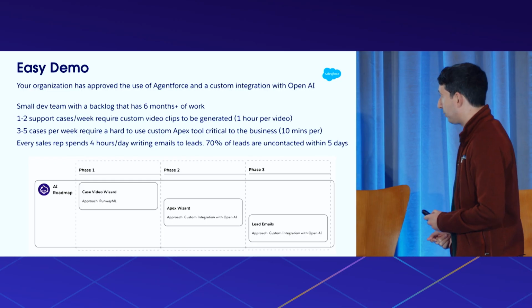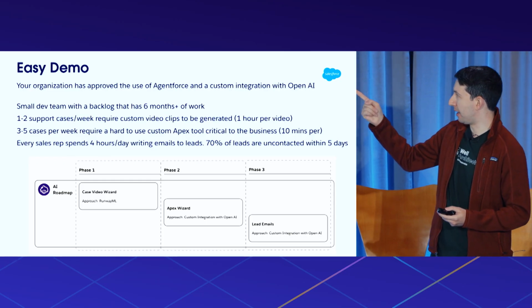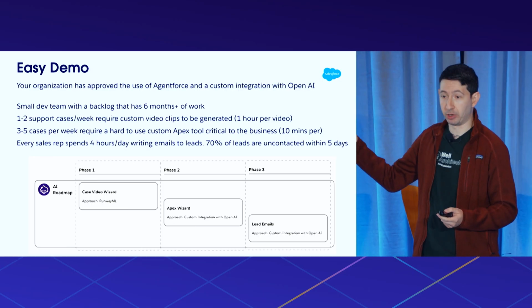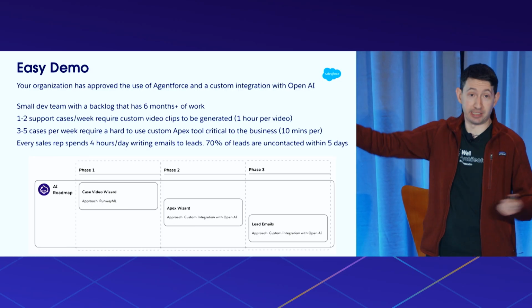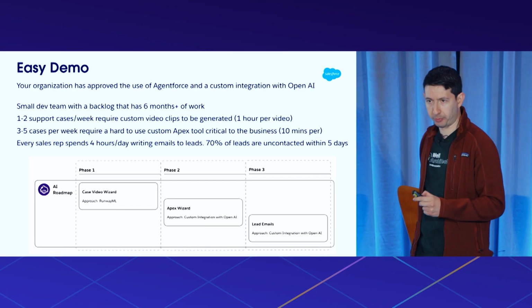There you go. Lead emails, probably easier to solve, save way more time. And also, they look like a bigger problem. Every sales rep is spending half their day writing them, right? So maybe we want to move that to the front. It's a big business priority. It's a big problem. Any other concerns with our roadmap?